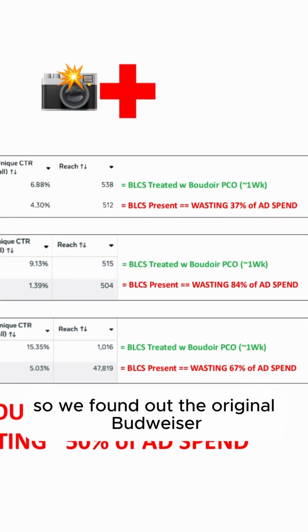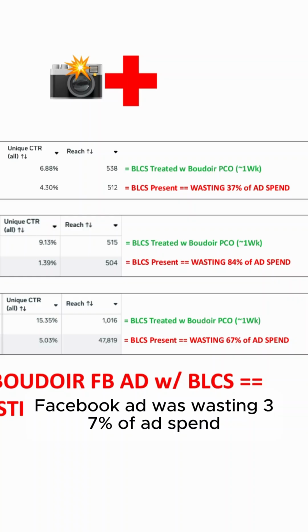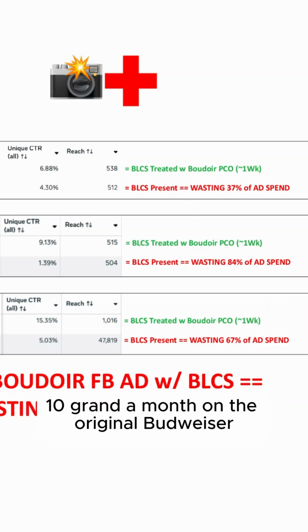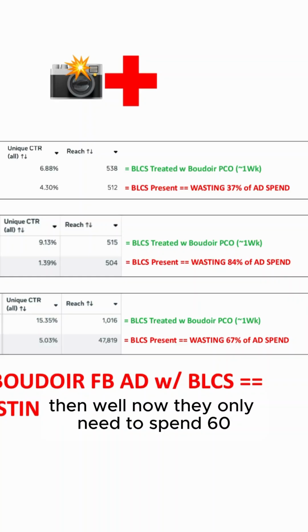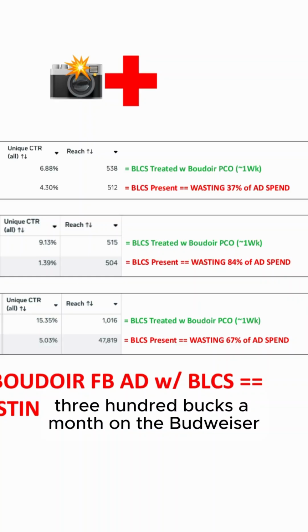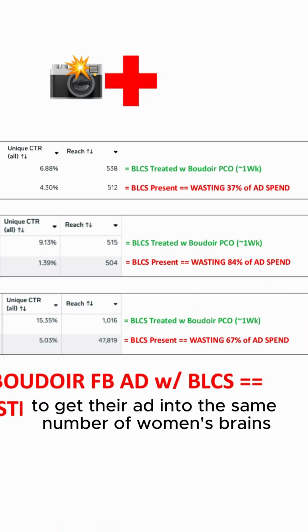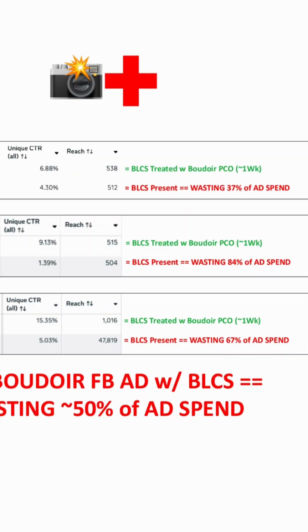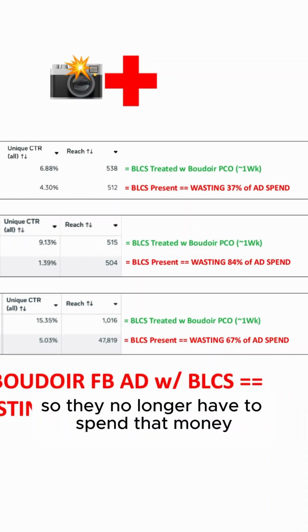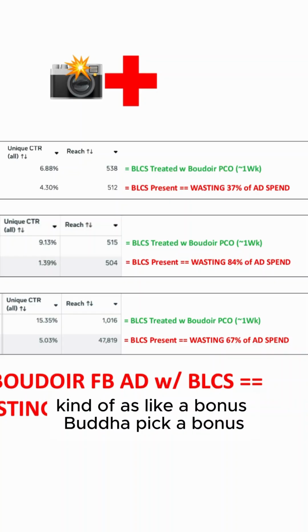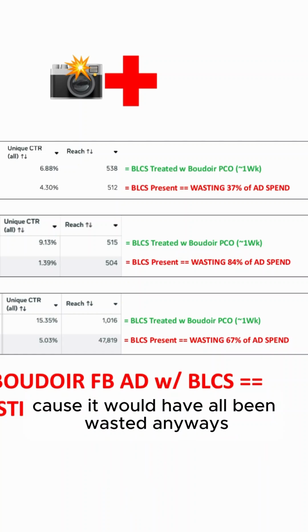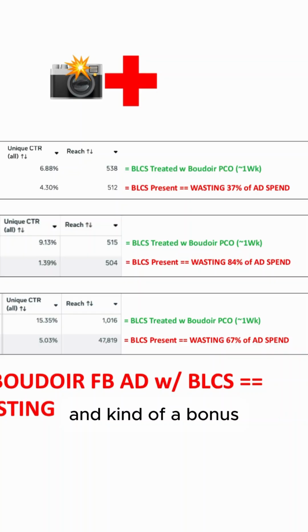So we found out the original Boudoir Facebook ad was wasting 37% of ad spend, which means that they're spending 10 grand a month on the original Boudoir Facebook ad. Now they only need to spend $6,300 a month on the Boudoir Pico treated ad to get their ad into the same number of women's brains. So they no longer have to spend that money, and they actually can pocket it kind of as like a bonus, Boudoir Pico bonus. They just don't spend it because it would have all been wasted anyways. And kind of a bonus, $3,700 a month bonus.